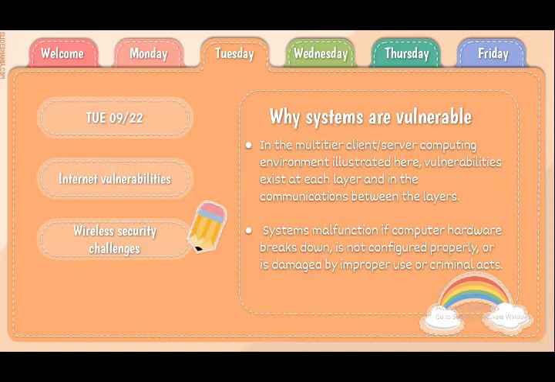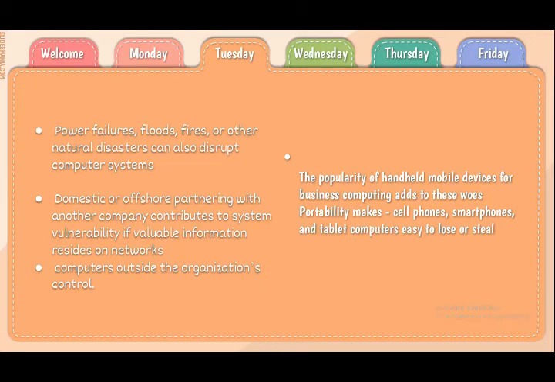This is because in the multi-tier client/server computing environment illustrated here, vulnerabilities exist at each layer and in the communications between the layers. Systems malfunction if computer hardware breaks down, is not configured properly, or is damaged by improper use or criminal acts. Power failures, floods, fire, or other natural disasters can also disrupt computer systems.